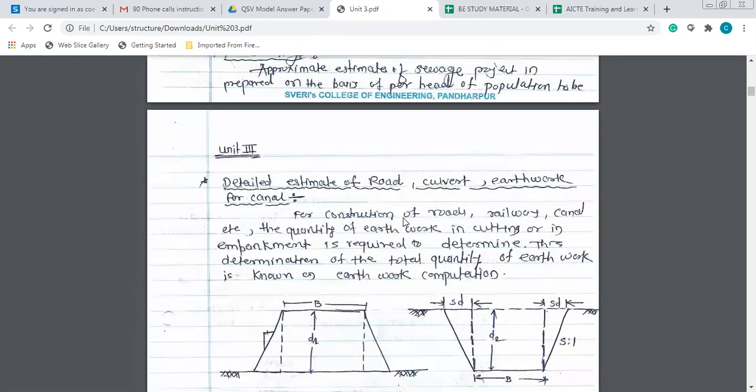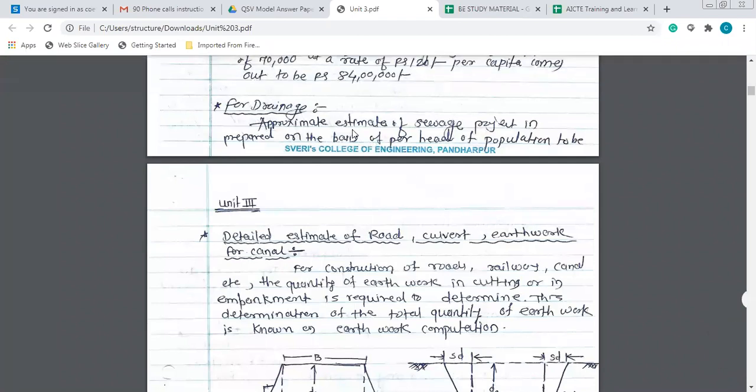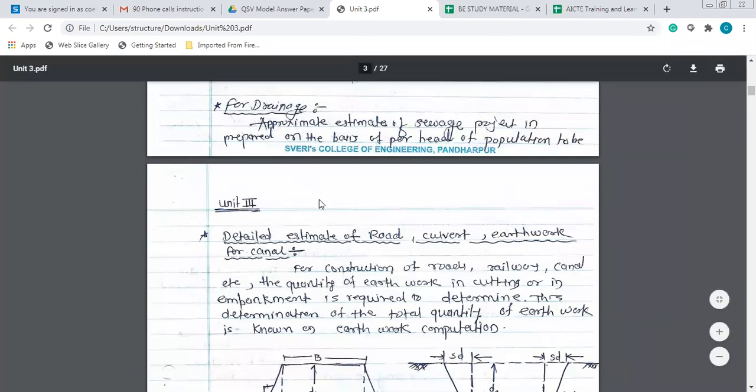Then for the drainage purpose, again the same principle as that of your water supply. It is totally based on the population which is being served by that particular drainage system.